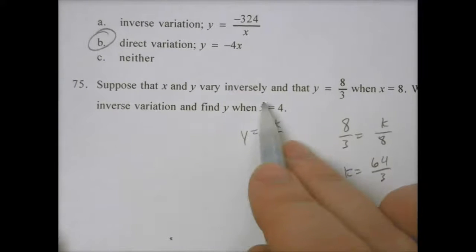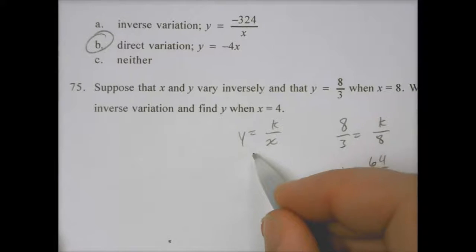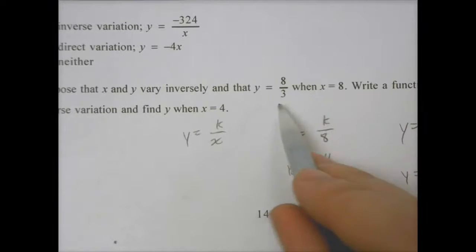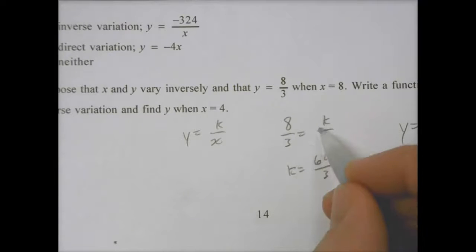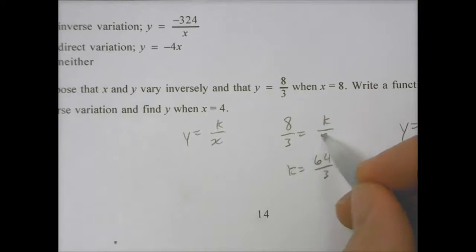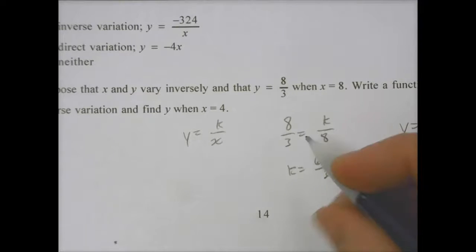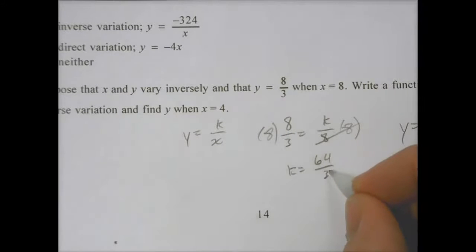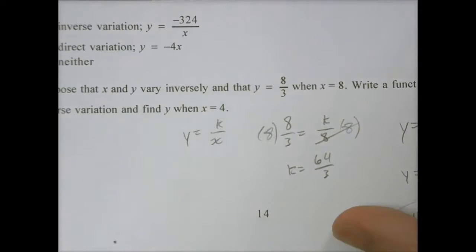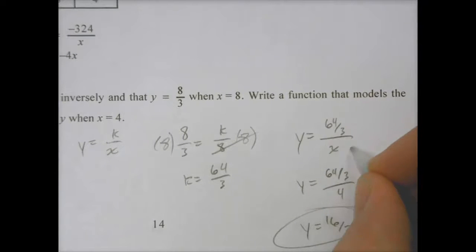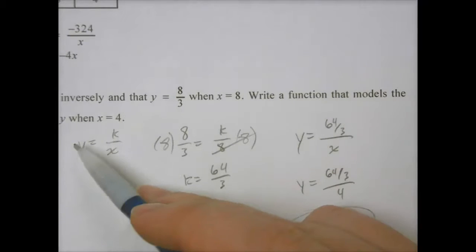Suppose that x and y vary inversely, so we have y equals k over x, where k is our constant of variation. y equals 8/3 when x equals 8, so I need to figure out what k is. So I put in 8/3 for y and 8 for x, then I can multiply 8 to the other side. So times 8 times 8, so that tells me k is 64 over 3. So I have my new equation, y equals 64 over 3 over x. That is the function that models inverse variation.